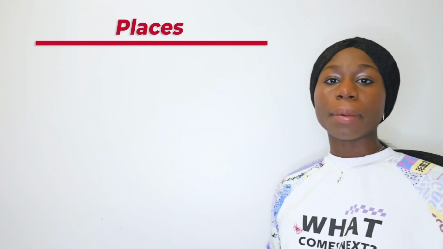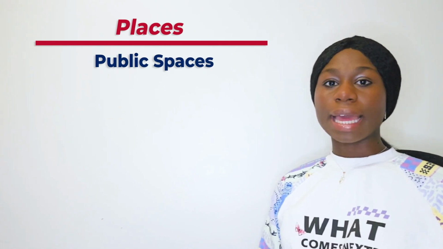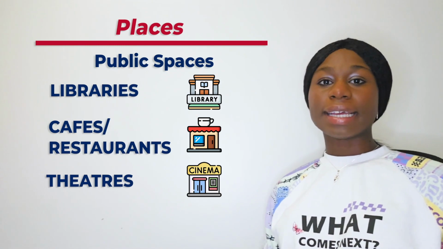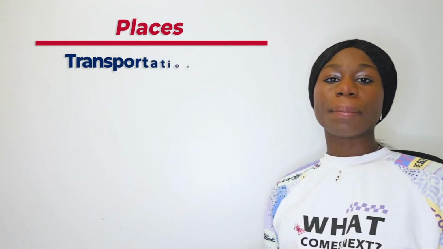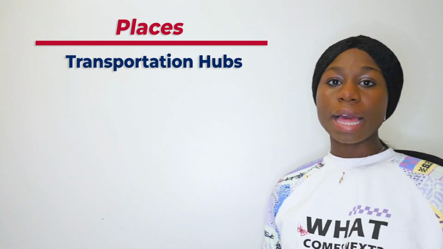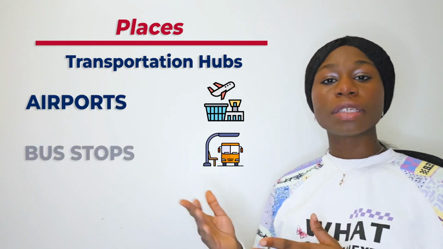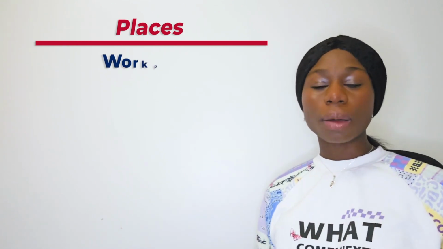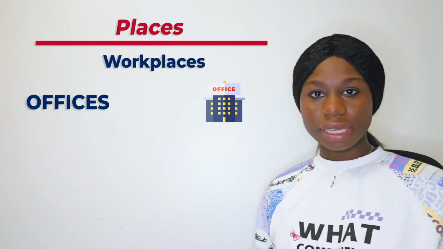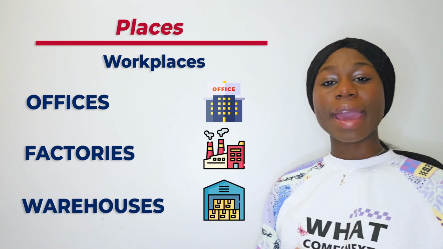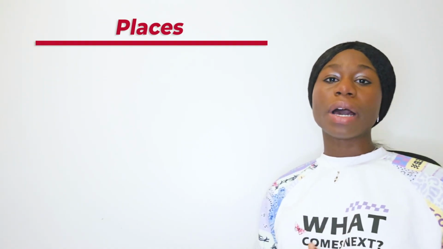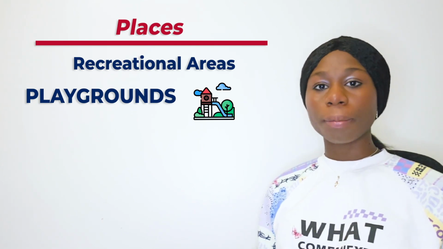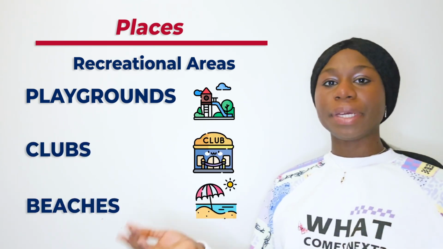We can also name public spaces like the library, the restaurants or the cafes, theaters, and stadiums. We can also talk about transportation hubs like the airports, the bus stops, and the train stations. We can also talk about workplaces like the offices, the factories, the warehouses. We can also talk about recreational areas like the playgrounds, the club, like the country club, and the beaches.